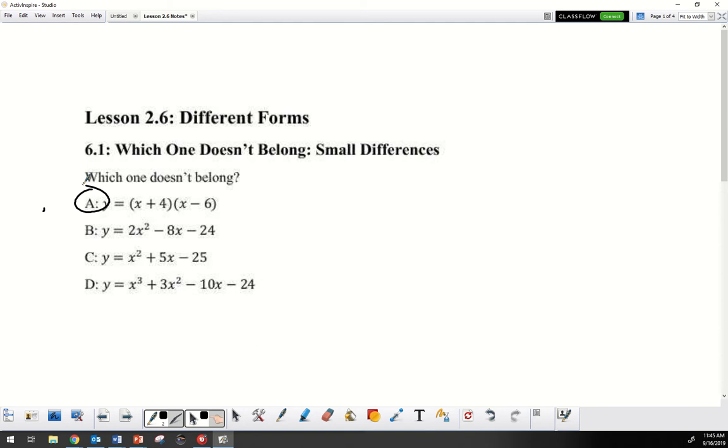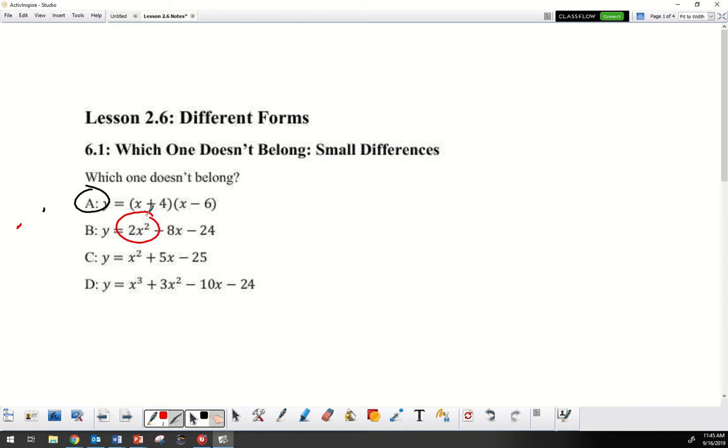Anyone say B? Nazbulo says B. He's got 2 hands up for B. Nazbulo, tell me why B. Because it doesn't have that. Oh, it doesn't, but why is it different than the others though? It has a 2x squared. So it has a coefficient, doesn't it? Okay, so it has a coefficient. Very good. So that one has a coefficient where the other ones don't.